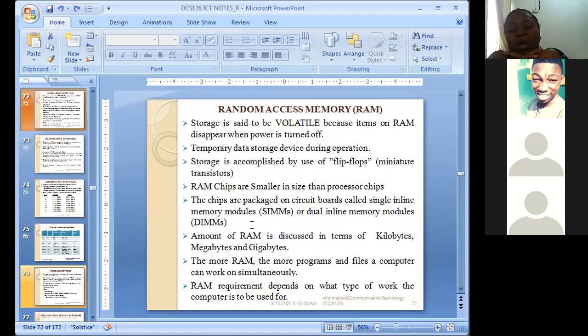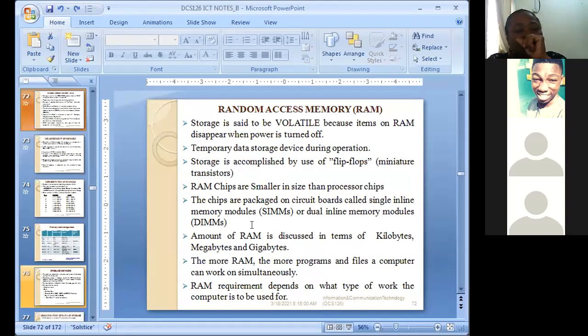RAM, random access. Number one, as the name implies, random access. Anybody can access it. Anybody can store anything he or she wants into RAM. You can store anything at any point in time, no problem, okay? Storage is said to be volatile. Now we are back to that word, volatile, because items on RAM disappear when power is turned off.